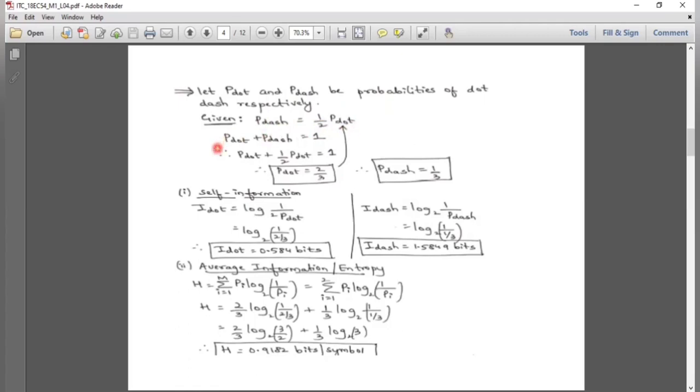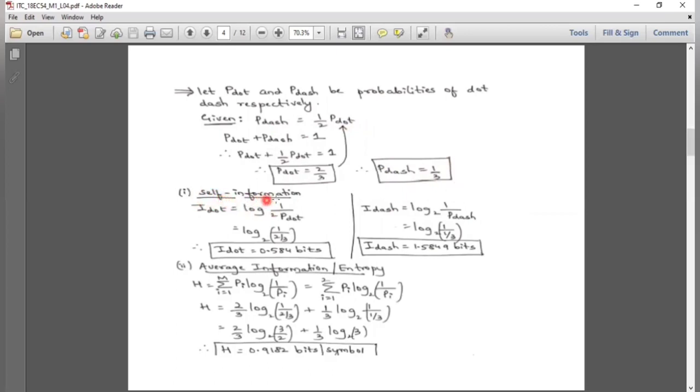From the basics of probability theory, we know that sum of probabilities of all the events will result in unity value, that is 1. Therefore, P dot plus P dash equals to 1. Substituting P dash value, that is 1 by 2 P dot, and simplifying, we obtain P dot equals to 2 by 3. Substitute P dot value in equation of P dash, which gives you value of P dash equals to 1 by 3.